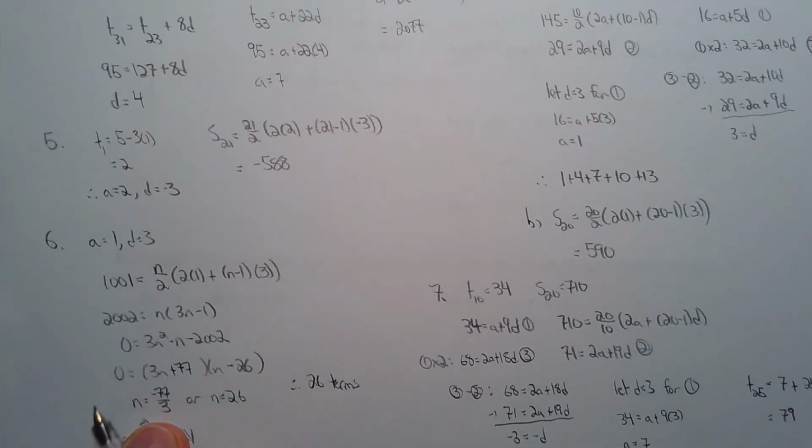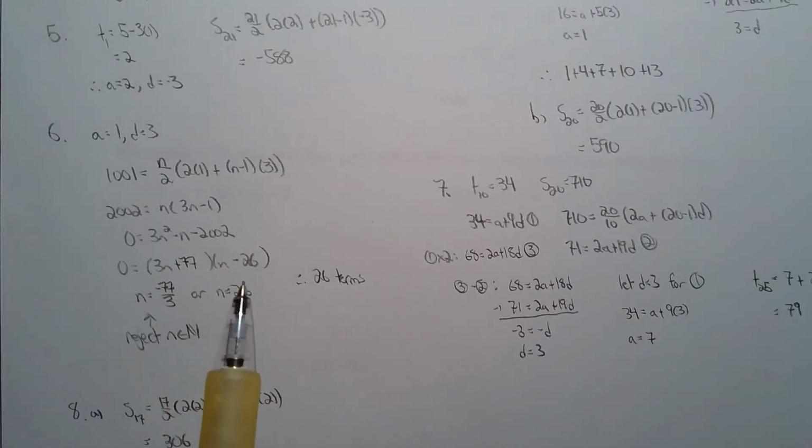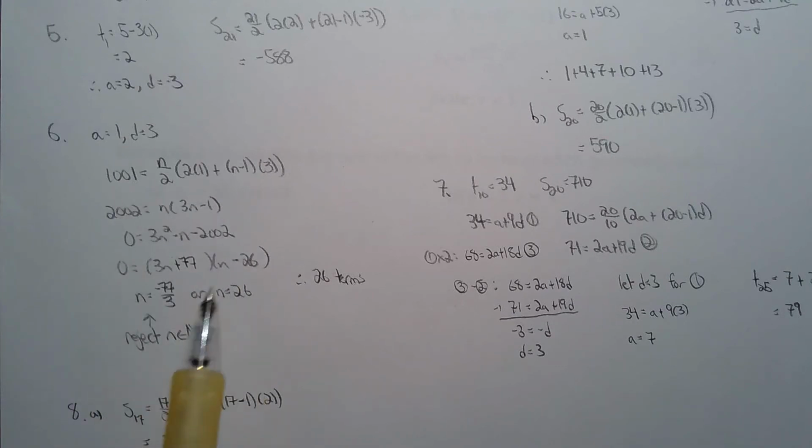For question 6, I know the sum, which is 1001. I know the first term, I know the common difference, I need to solve for the number of terms. This question is not that hard, but if you use the arithmetic series formula, it ends up giving you a quadratic equation. Solve for n, and of course, n is a natural number because we're working with the number of terms. So it can't be negative 77 over 3, so that must mean you have 26 terms for this sequence.